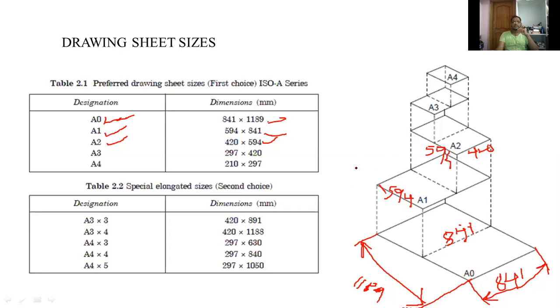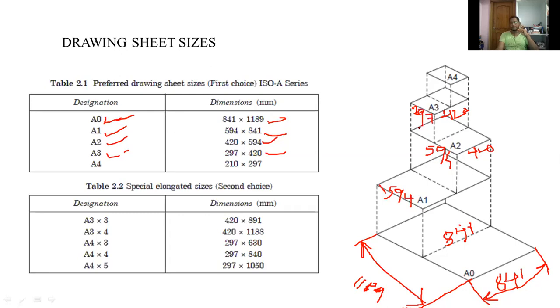Okay, similarly the size of A3 sheet is 297 by 420 mm. So here this length is equal to this length, that is 420. This is 420, and this length is equal to half of A2 size, that is 594 by 2, that is 297. This length is 297.